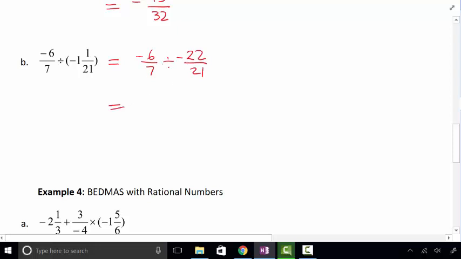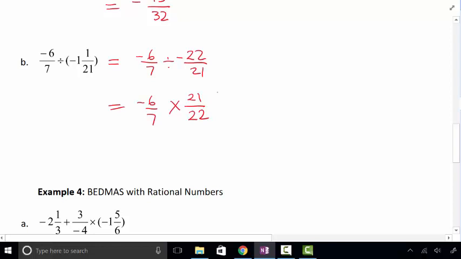Now what I want to do here is, I don't need all those negatives either. Because I know that negative divided by negative is going to turn out to be a positive, so I could just get rid of the negatives if I wanted here. But let's just keep them. And for multiplication, I change the division to multiplication, and I do what with this? I flip the fraction. I take the reciprocal, so 21 over 22.